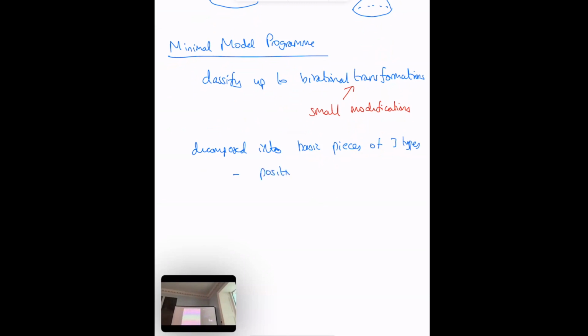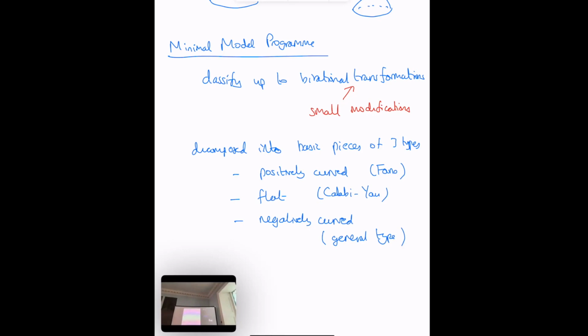Positively curved pieces, which are called Fano varieties; flat pieces, which are called Calabi-Yau varieties, and many people in the room get quite excited about these; and negatively curved pieces, which are called algebraic varieties of general type.